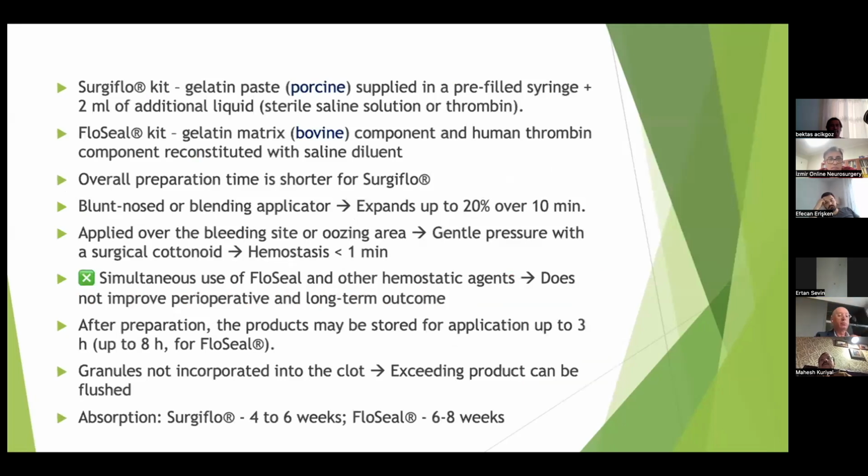So what's the difference between these two, SurgiFlow and FlowSeal? SurgiFlow is made from gelatin paste made from pig source. So it is a porcine gelatin paste supplied in a pre-filled syringe, and it contains 2 ml of additional liquid. It can be either sterile saline or it can be thrombin. It's up to you to decide which liquid to use.